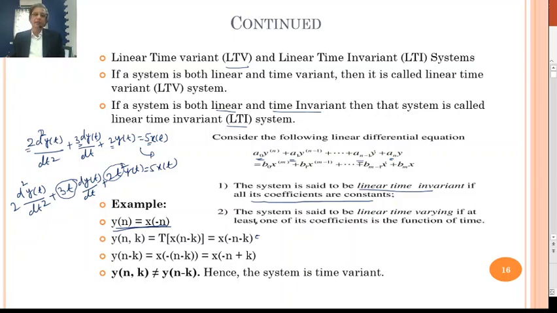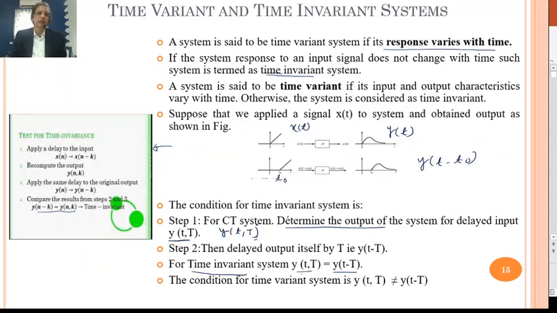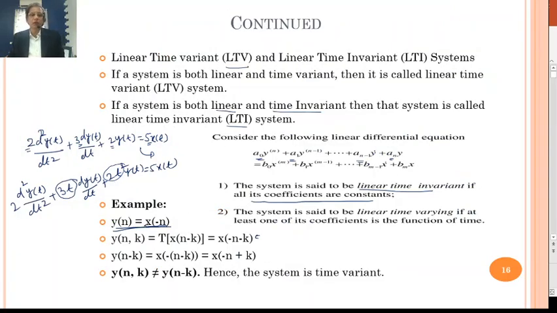The second step is to apply the same delay to the original output. This is the original output; applying the same delay, y(n-k) becomes x(-(n-k)), which is x(-n+k). This minus plus this becomes minus, and this minus becomes plus. As both the left hand side and right hand side are not equal, the given system is a time variant system.